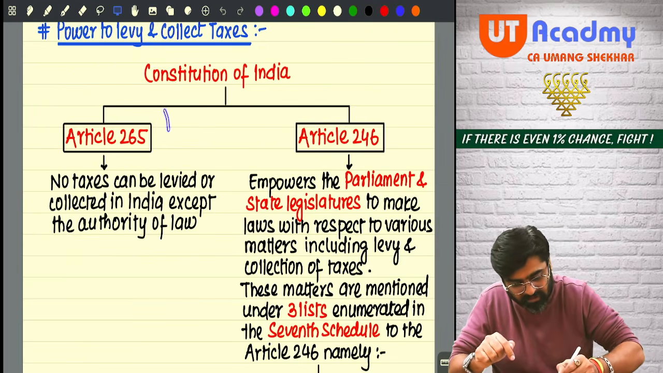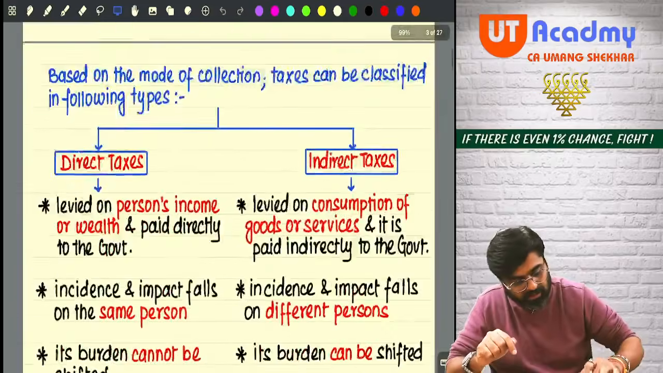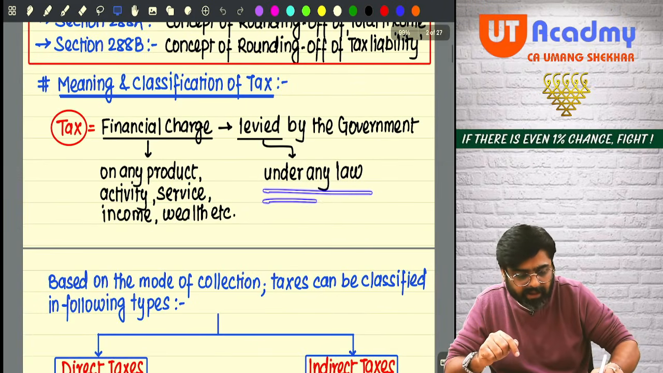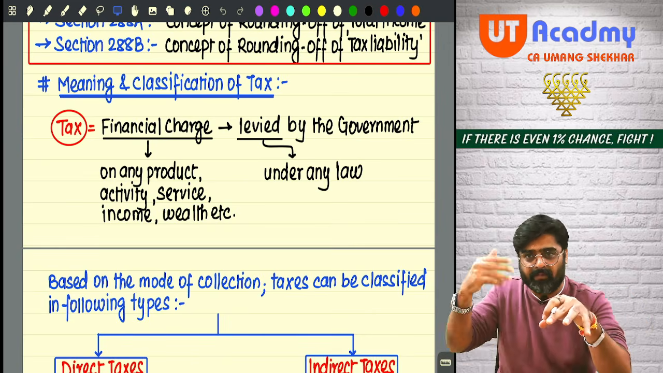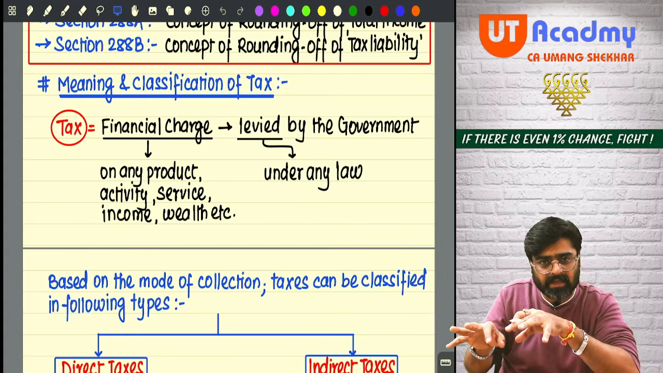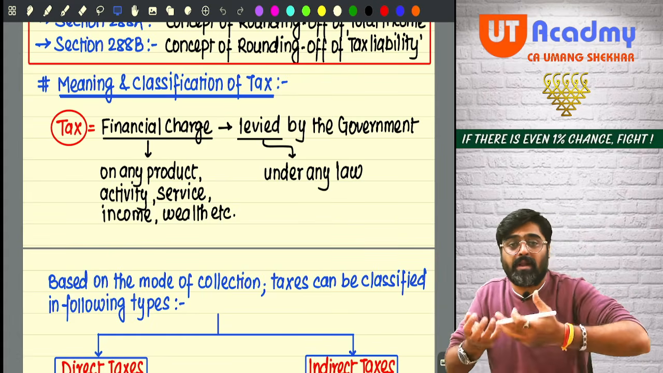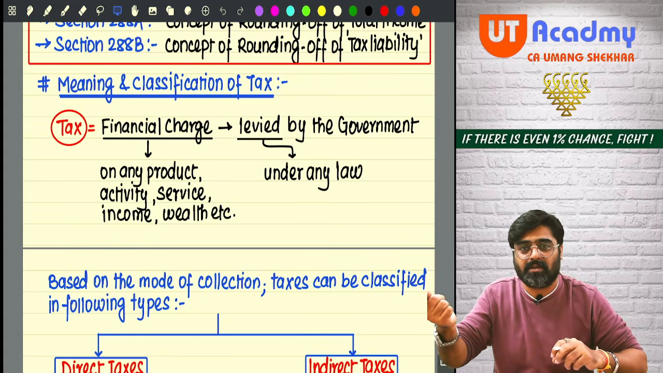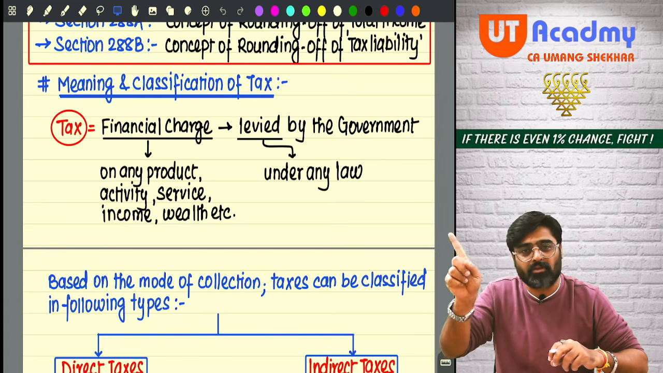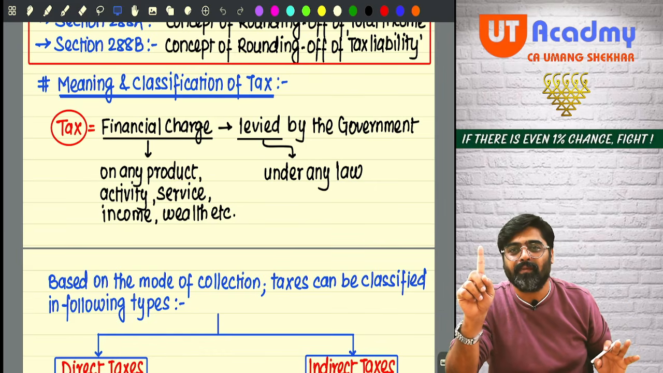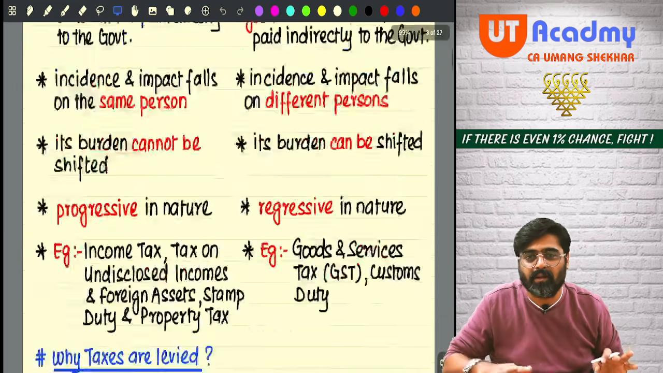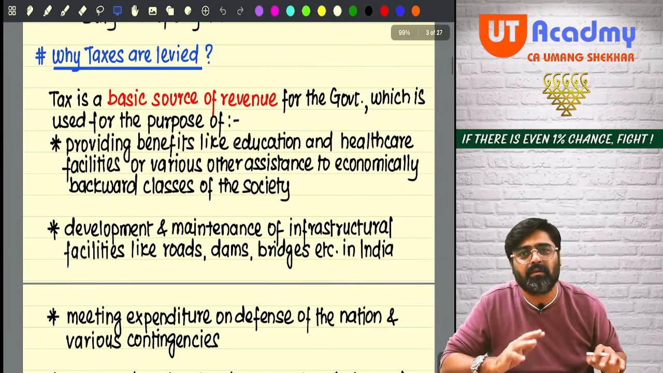So this is the reason why I have written here "under any law." Okay. If some charge is made by the government and the government is not authorized by law to make that charge, then it is not a tax, it is something else. Okay. Now pay attention. Why do you pay taxes to the government?